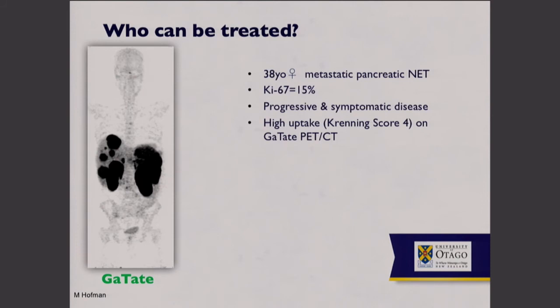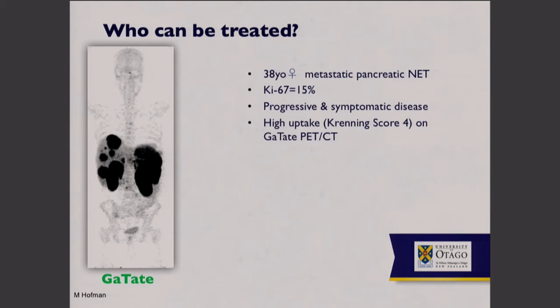Pretty much you need somatostatin receptors on all of your tumours for them to be targeted. So this is a 38-year-old, metastatic pancreatic neuroendocrine tumour, Ki67 of 15%. They were initially treated, progressive and symptomatic disease, I haven't got what they were treated with, and they had high uptake on their GAT8 PET.